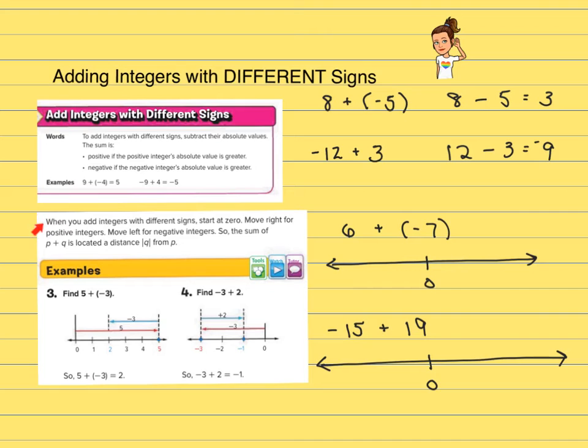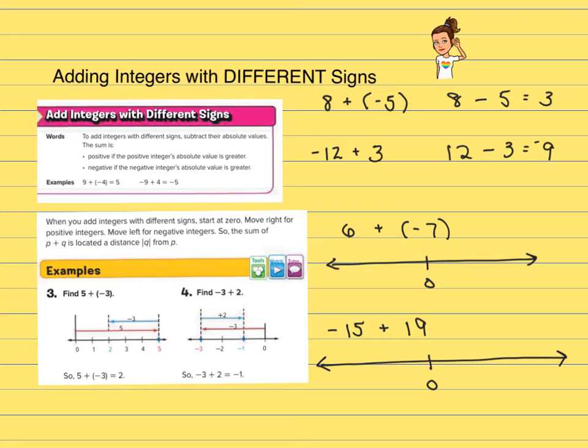When you are adding integers with different signs, it also might be helpful to follow this rule, which gets you to imagine a number line. It says when you add integers with different signs, start at 0. Move right for the positive integers and move left for negative integers. So the sum of p plus q is located at a distance, absolute value of q, from p. Let's use a couple examples here to see how this works.